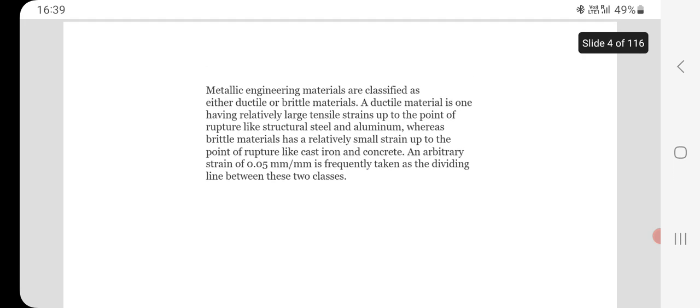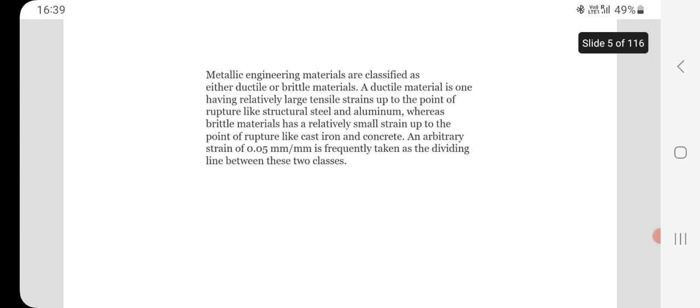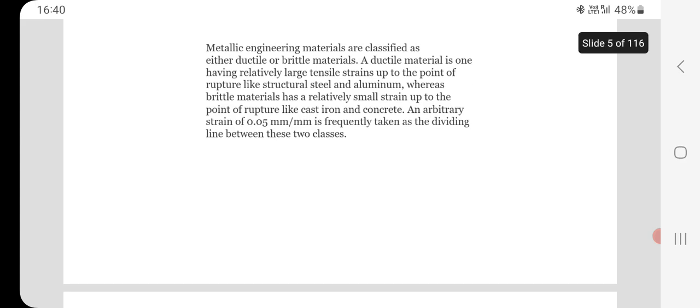Metallic engineering materials are classified as either ductile or brittle material. A ductile material is one having relatively large tensile strain up to the point of fracture, like structural steel and aluminium, whereas brittle material has a relatively small strain up to the point of rupture, like cast iron and concrete. An arbitrary strain of 0.05 mm per millimeter is frequently taken as the dividing line between these two classes.